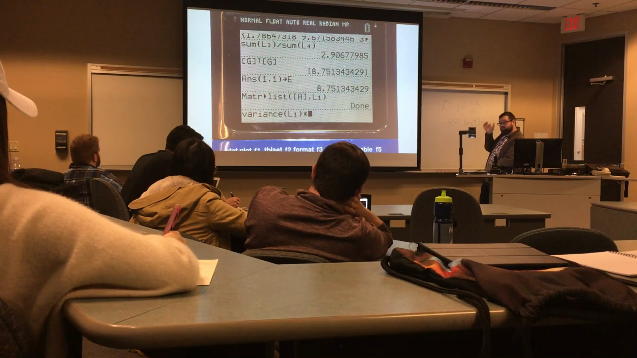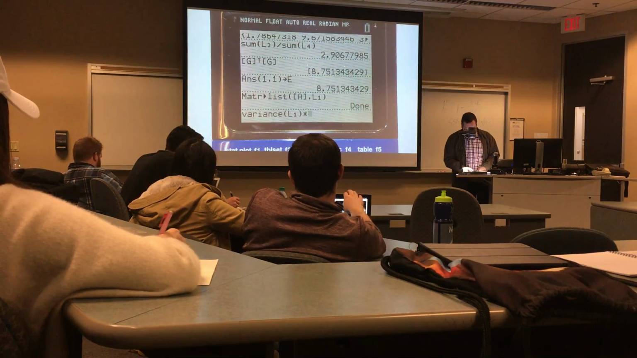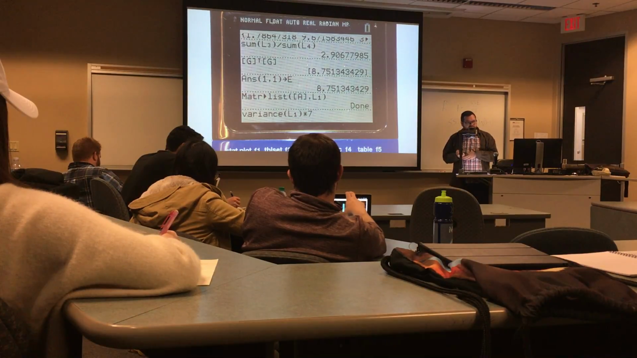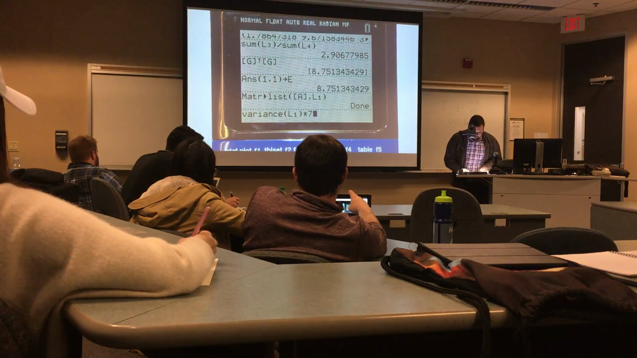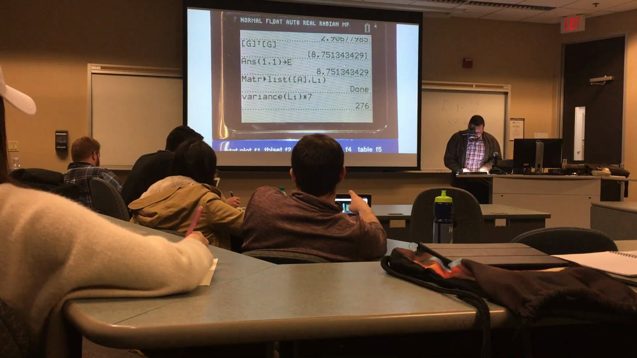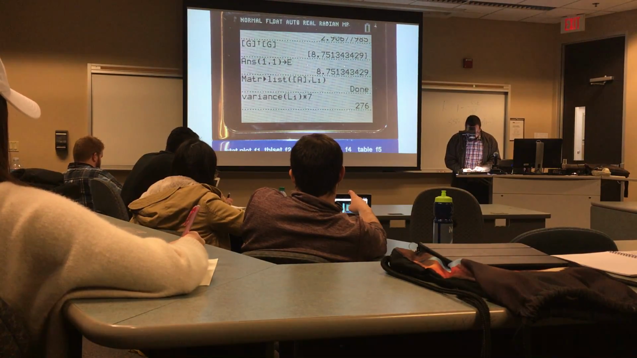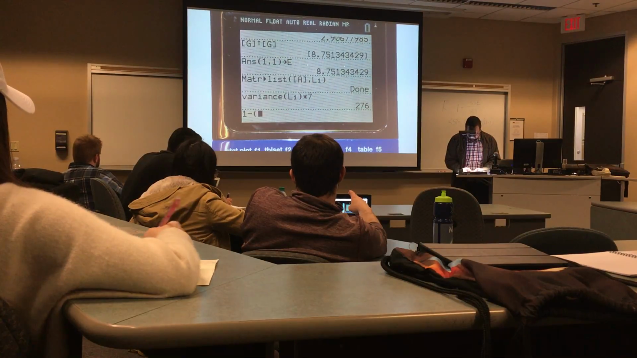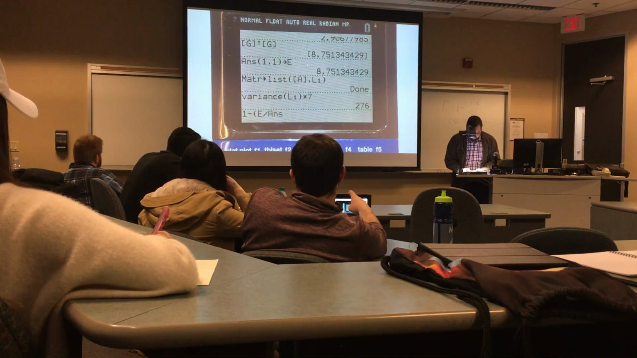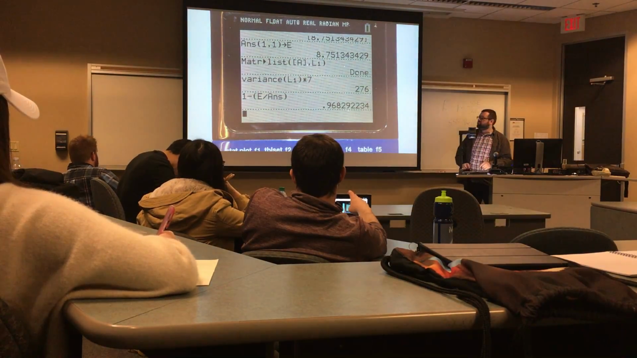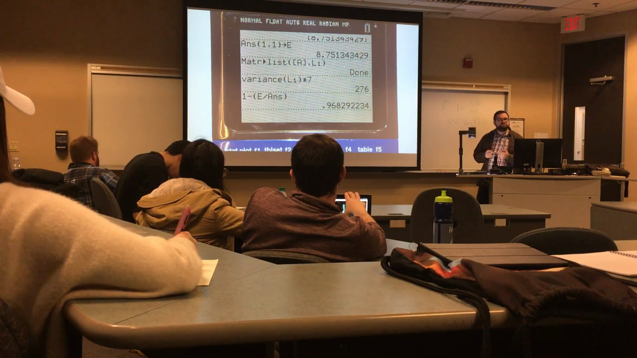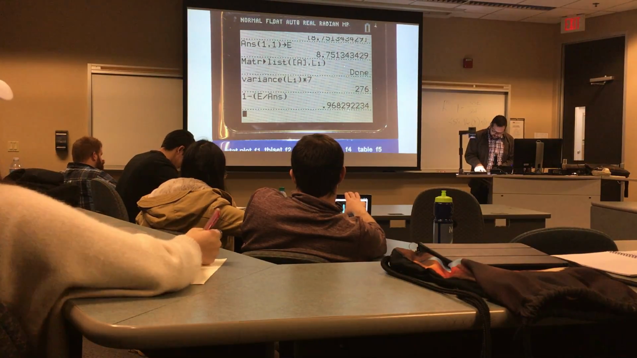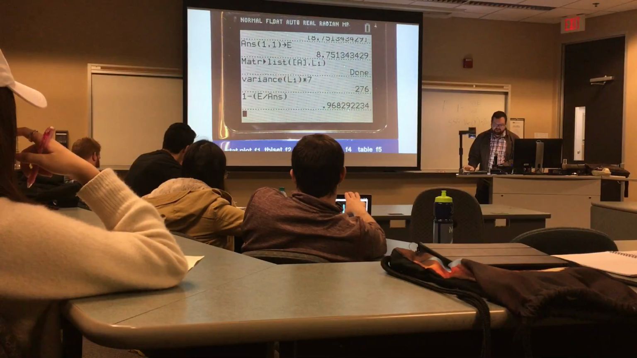For that, 7. Because we had 8 observations, so we have n of 8. 7 is n minus 1. So I get this number, 276. And so I can just do 1 minus e divided by that number, which gives us the r squared. So that's for number 5. That's the r squared for the regression in number 5.